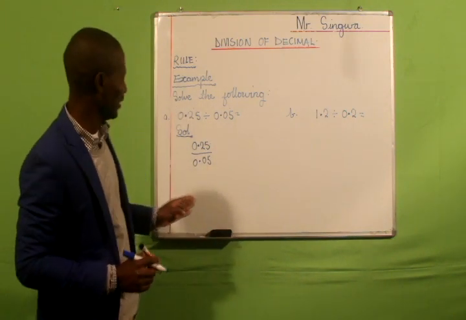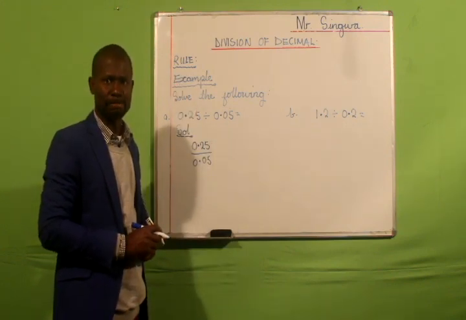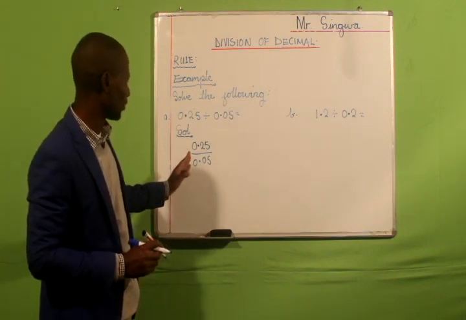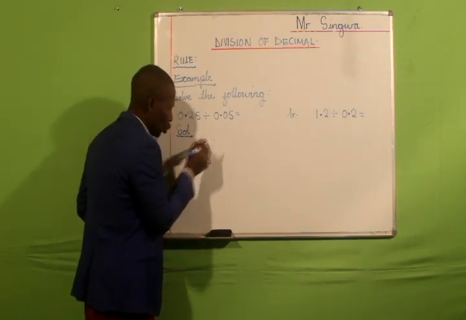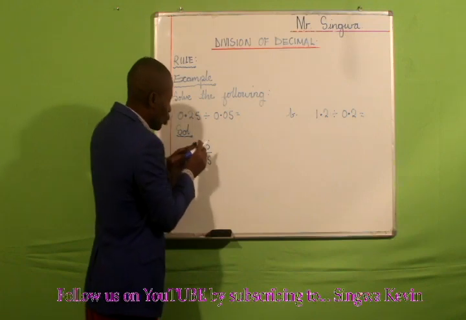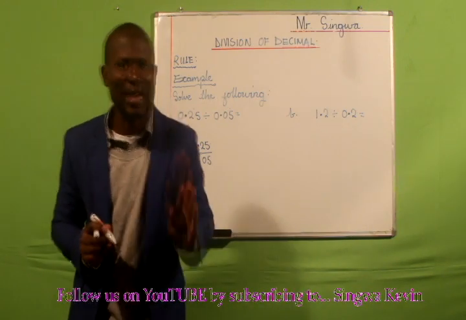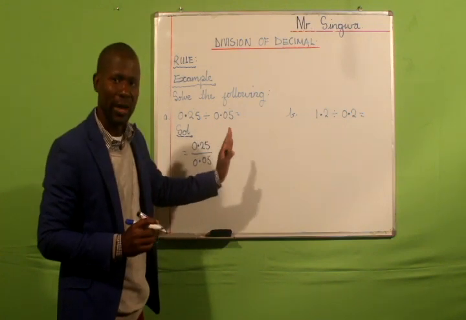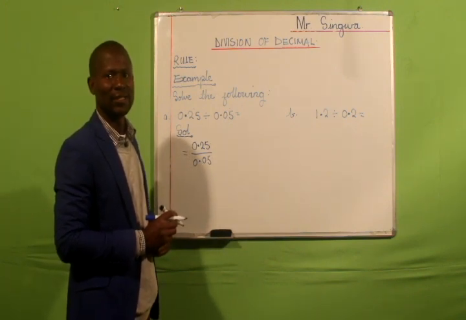So now, the question is, which number has got more decimal places? You are going to count how many decimal places. There's 1 and 2. Even this one has got 1 decimal place, 2 decimal places. So what you do is you convert these numbers into whole numbers. Remember what I was doing at first. After you convert these numbers into whole numbers, that's when you can easily find the solution.